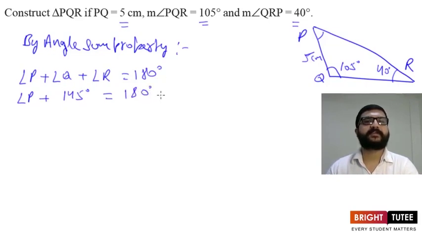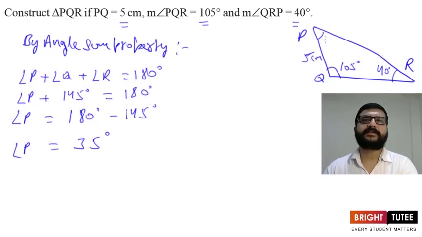Now let's transpose 145 to the right side. So this will give us angle P is equal to 180 degrees minus 145 degrees. Now what is 180 minus 145? It will be 35. So angle P is 35 degrees. Now we know this angle. This is 35 degrees. Angle P is 35 degrees. Now in this triangle we know two angles and a side included between them is also known to us. Now we can construct this triangle because here ASA criteria is followed.